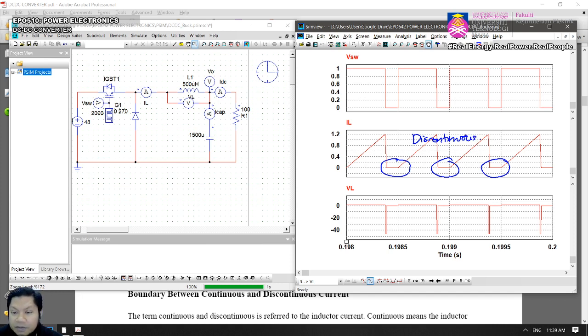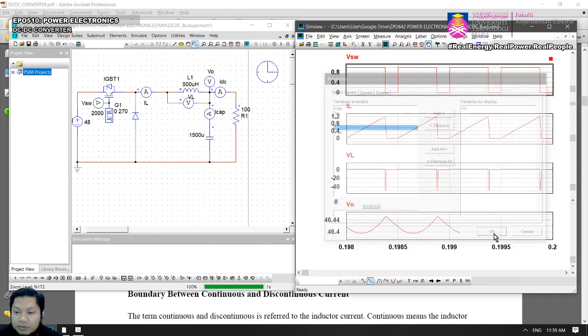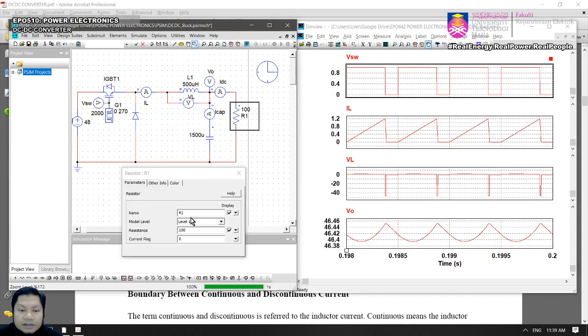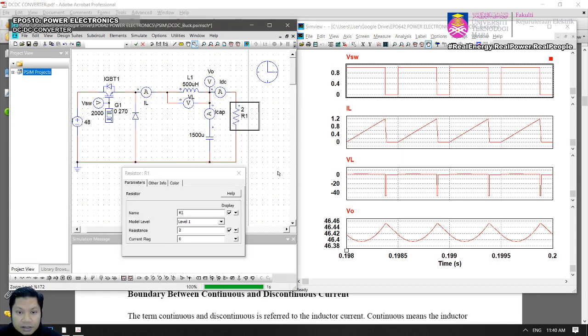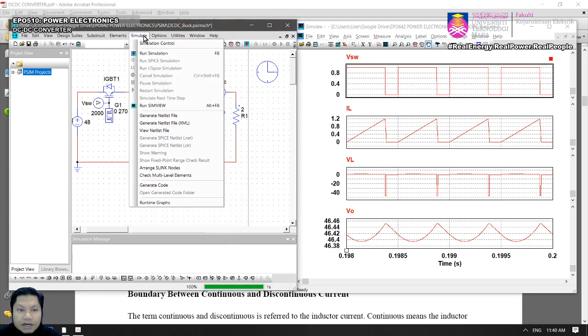And I must show you the output voltage as well, isn't it? I'm going to add another screen which shows the output voltage. Okay, so just now, can I change that back to 2 ohm? Okay, I'm going to change back to 2 ohm and run the circuit again.